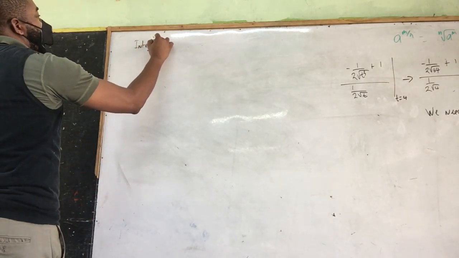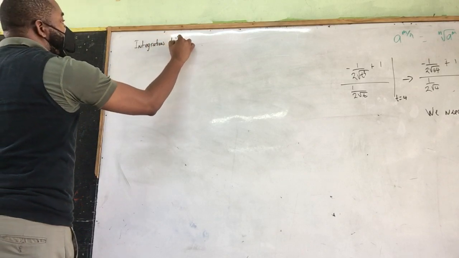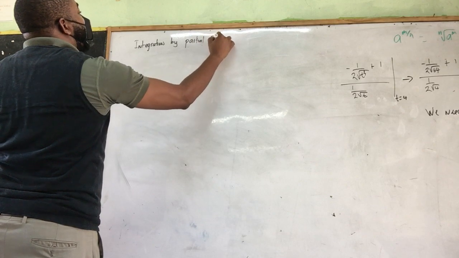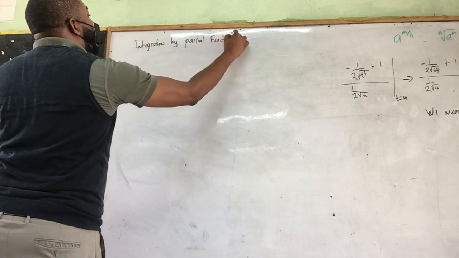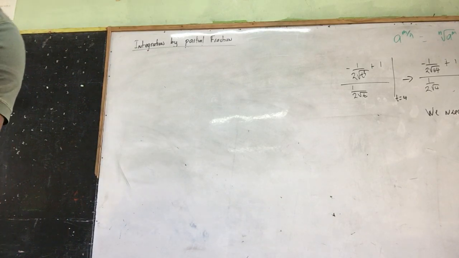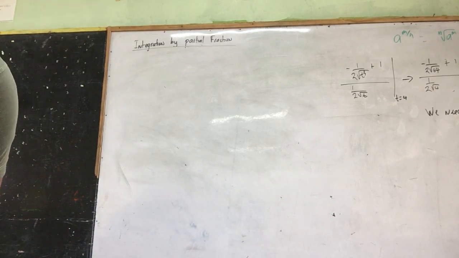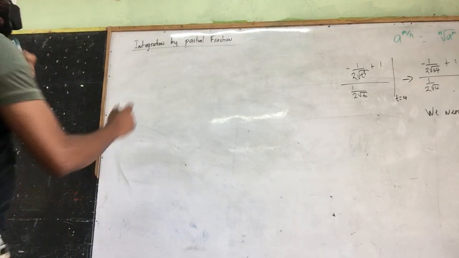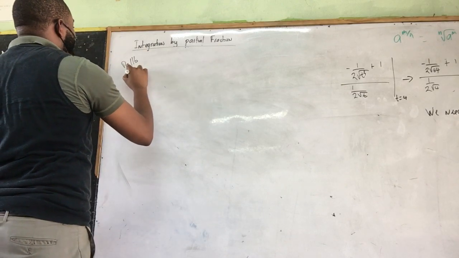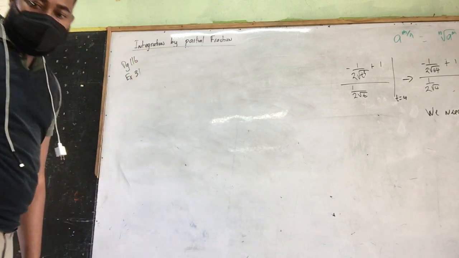Integration by partial fractions. So we've done partial fractions, so you can find in the book and just review that. Start with example 31. This is page 116. Alright, so page 116, start at example 31.